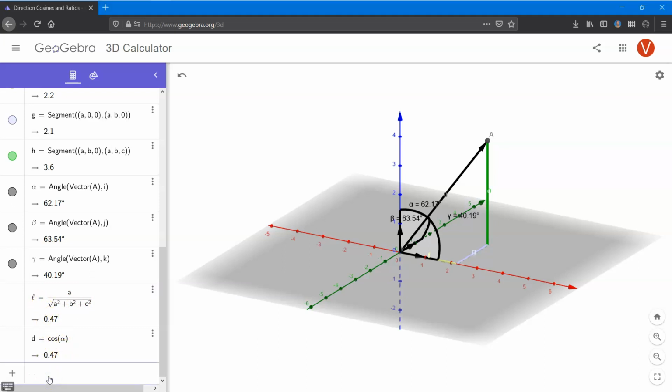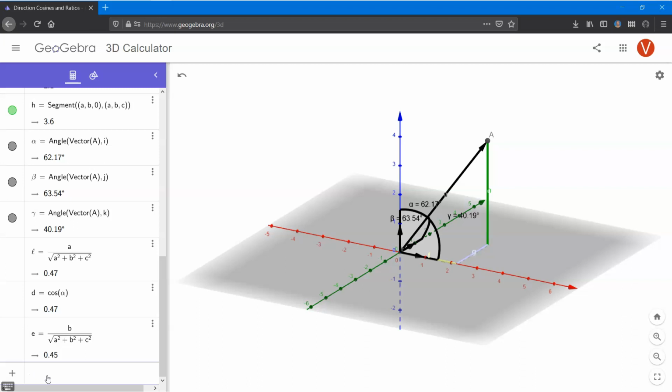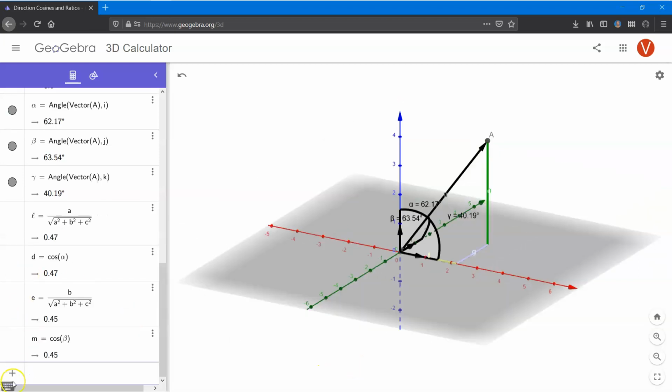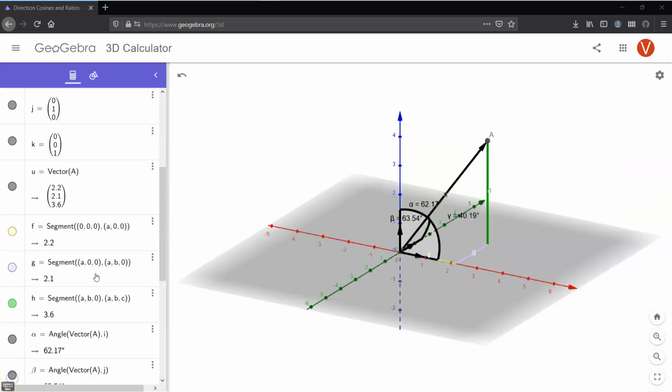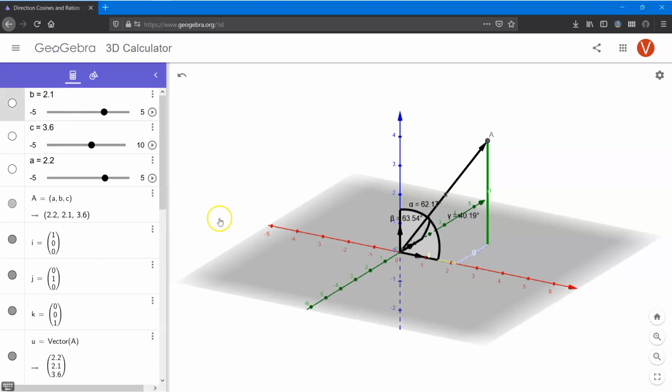And the same thing you will notice in the case of the other two also. So let's say B divided by square root of A square plus B square plus C square, right? So this gives me 0.45. Now let's see what happens if I say cos of beta. Again, this is 0.45. Now let me repeat that exercise of doubling this, or let me triple it.